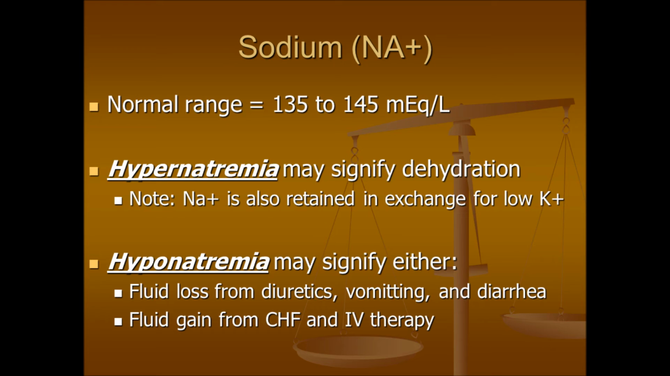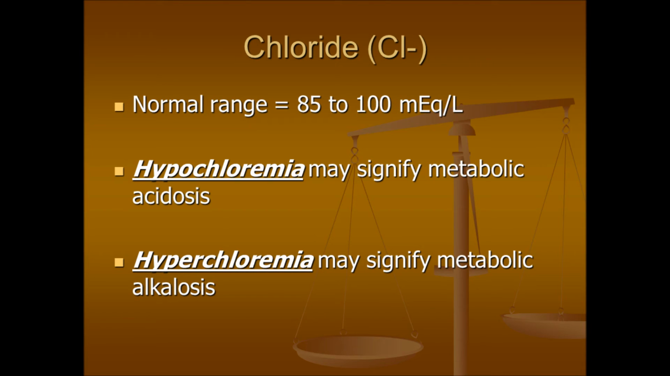Chloride is another part of the CMP or basic metabolic panel. The range is 85 to 100 milliequivalents per liter, and I associate that with the PO2, which is 80 to 100. You know, the NBRC doesn't do anything close, so if you remembered 80 to 100, you would not be off. So with hypochloremia, it means you don't have enough chloride, and that may signify metabolic acidosis. And if you have hyperchloremia, it may signify metabolic alkalosis.